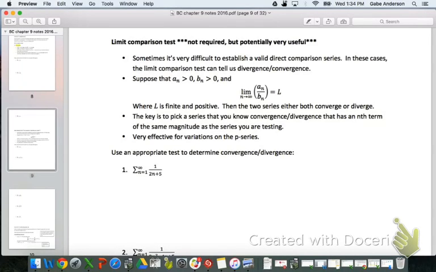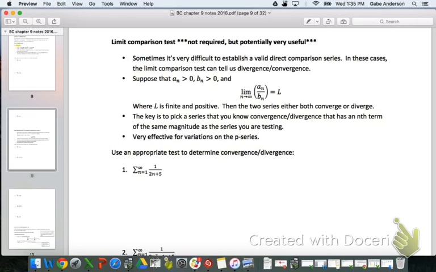This video is for AP Calculus BC. This is section 9.4, part B. We're going to look at the limit comparison test. As you can see here, it's not something that's part of the official AP syllabus, at least as of 2016. In 2017 it will be.